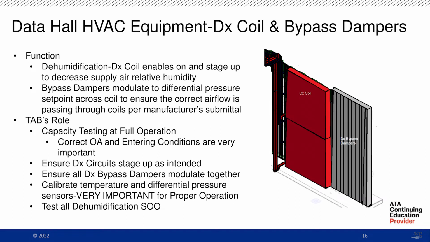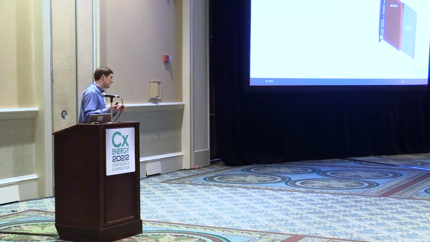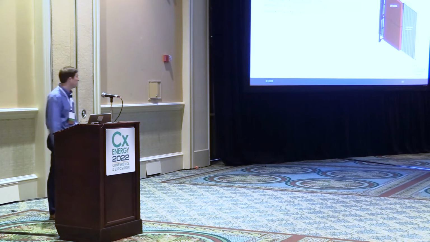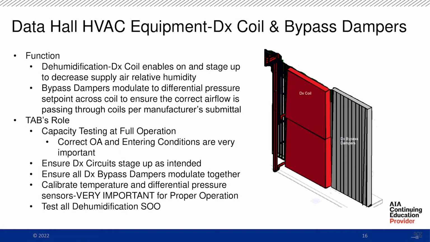All right, DX coil and bypass dampers. The function that we have for the DX coil was dehumidification, pretty much only. So whenever one DX coil needs to come on, bypass dampers will modulate to a differential pressure set point across the coil. That way we ensure enough airflow is going across that coil. It's very important testing these sensors out. Otherwise, you could be freezing your coil. You'll get a low pressure or high pressure alarm back at your condensing unit.